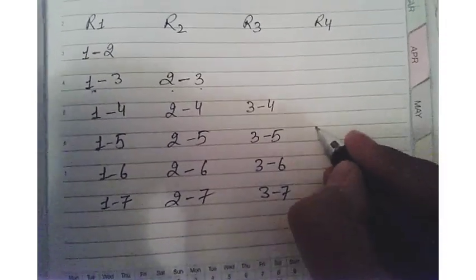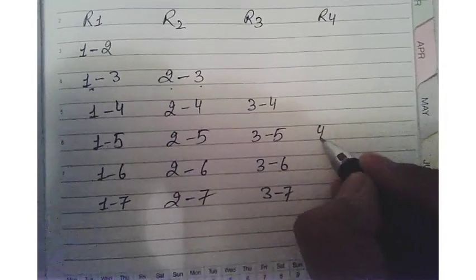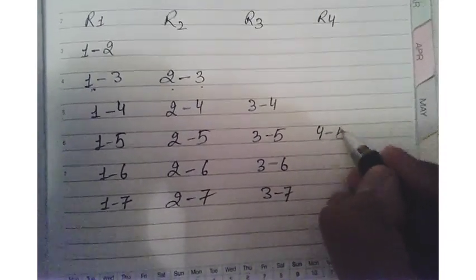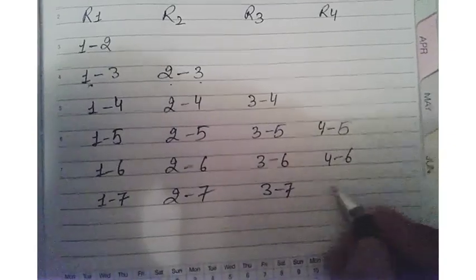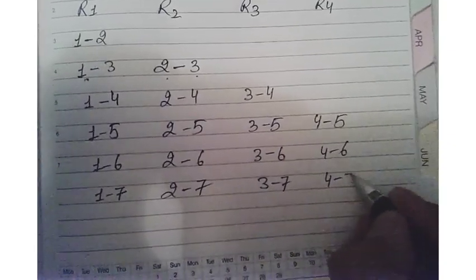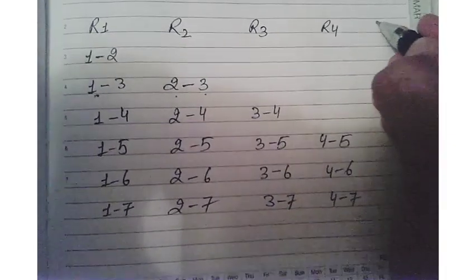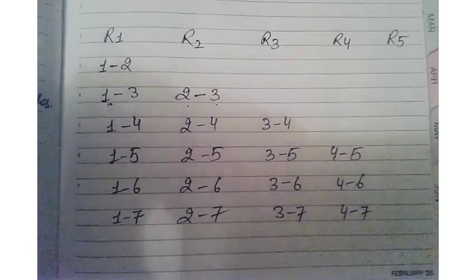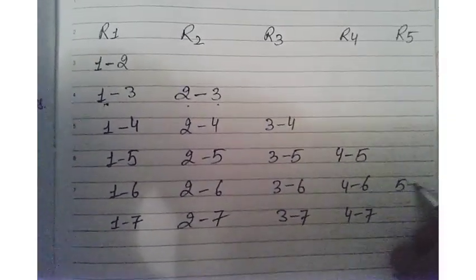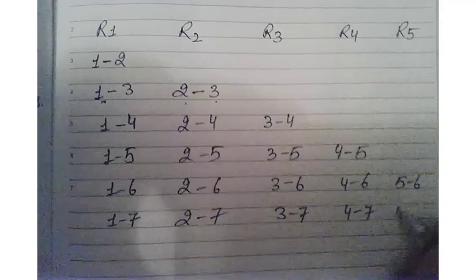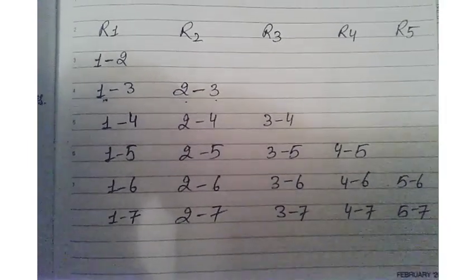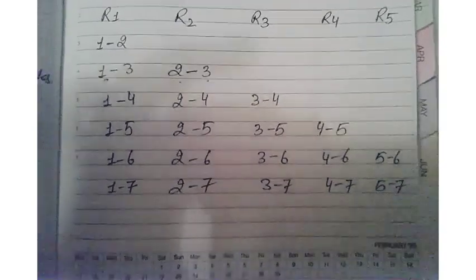Similarly in round number 4, in the fourth round we will be having 3 matches only, between team number 4 and 5, 4 and 6, and at last 4 and 7. Then in the fifth round there will be 2 matches only, between 5 and 6 and 5 and 7.